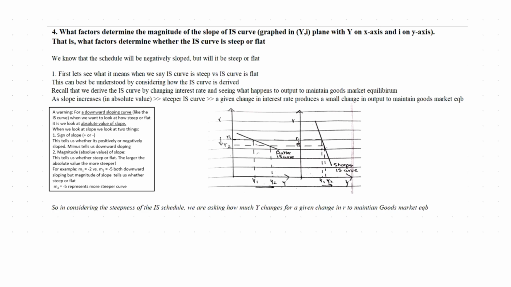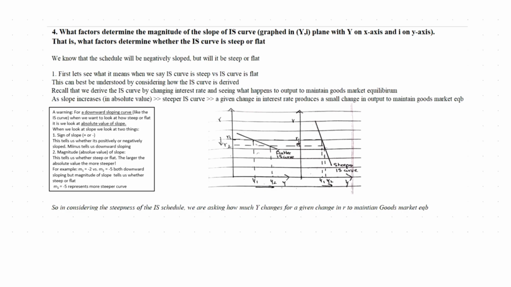Because remember, when you look at slope, we look at two things. One is the sign, that is, is it plus or minus. This only tells us whether it's positively sloping or negatively sloping. Minus tells us it's downward sloping, like for the IS curve. The second thing that we look at is the magnitude or absolute value of the slope. This tells us whether it's steep or flat. The larger the absolute value, the steeper it is. For example, if we had two IS curves, one had a slope of -2, one had a slope of -5. The minus sign is only there to tell us it's downward sloping, but the magnitude of slope will tell us which is steeper or flatter.